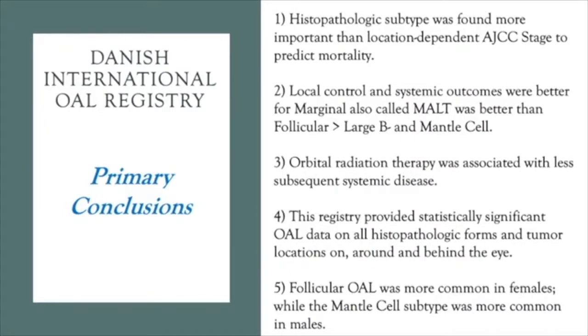Histopathologic subtype was found to be more important than the location-dependent AJCC stage to predict mortality. Local control and systemic outcomes were better for marginal, also called MALT lymphomas, which were better than follicular, which in turn were better than large B and mantle cell. Orbital radiation therapy was associated with less subsequent systemic disease for certain subtypes. This registry provided statistically significant OAL data on all histopathologic forms and tumor locations around and behind the eye. Lastly, follicular OAL was more common in females, while the mantle cell subtype was more common in males.